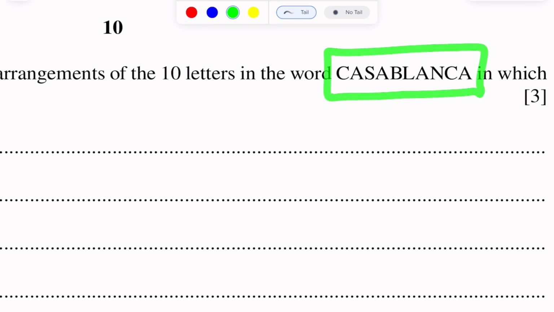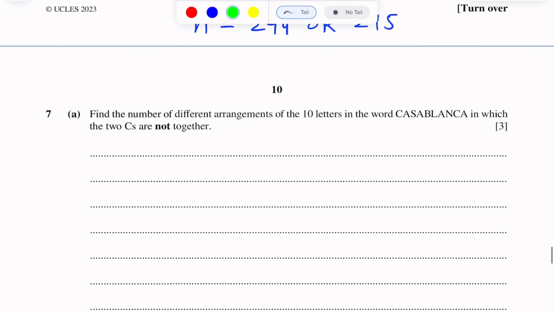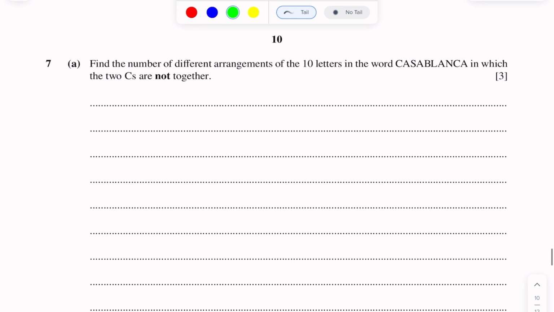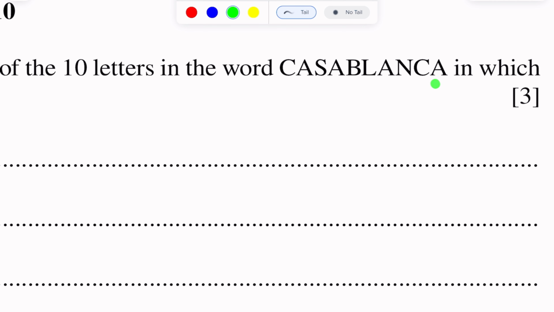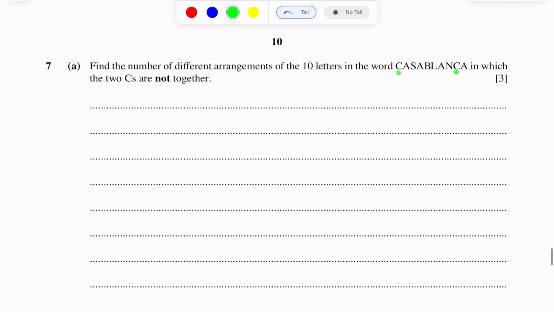The 10 letter word Casablanca. First, we will observe how many letters are repeated. There are 4 A's. These are repeated. There are 4 A's in this word, and 2 C's are there. So, we will write separately to make it easy.